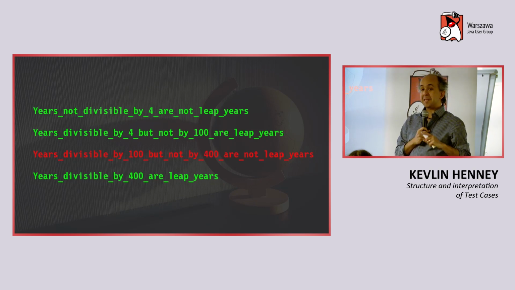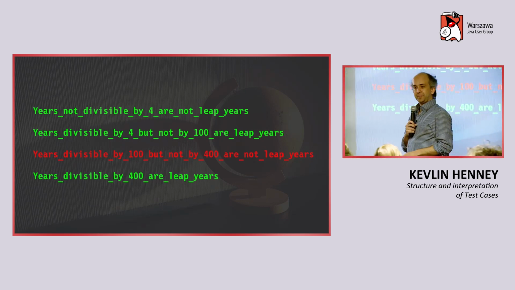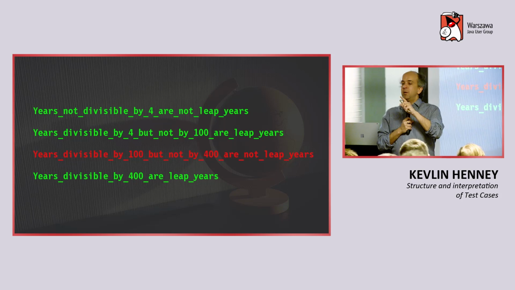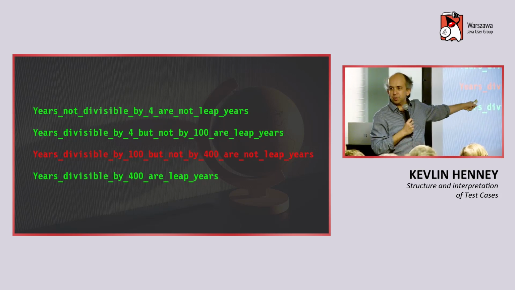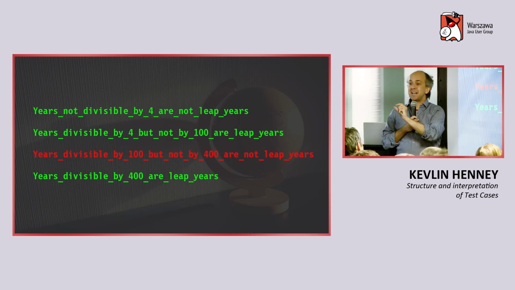What's great about this is that one fails. The hundreds rule fails. Now, why is that great? It's great because it tells you what you don't have. Basically, what is wrong with the code? Well, this is not true. Apparently, years divisible by 100 but not by 400 are leap years. It is exactly the opposite of the name.